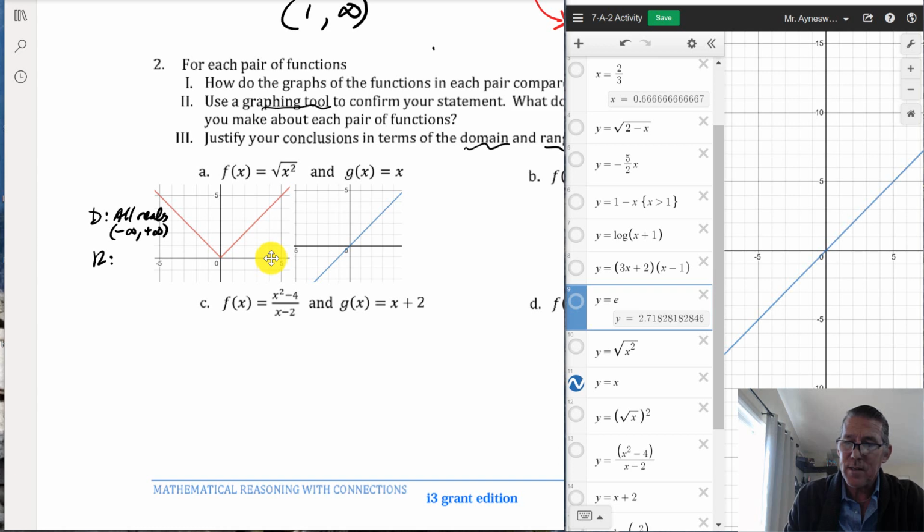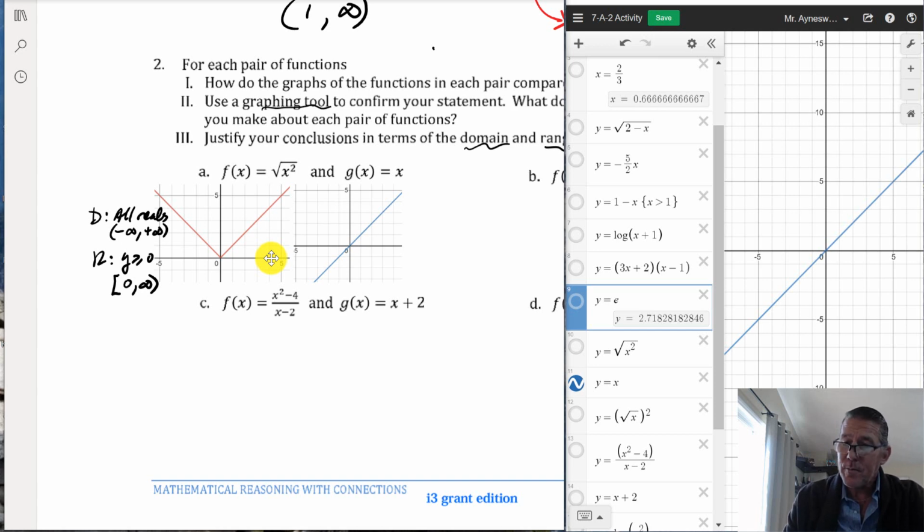The range is not. All the y values here are above the x-axis. Y can be 0 at the vertex. It can be positive up here on the left, and it can be positive on the right. So the y values are greater than or equal to 0, and the way you say that is you go closed at 0 to positive infinity, because it keeps on going up. It could be 0 on up to positive infinity.